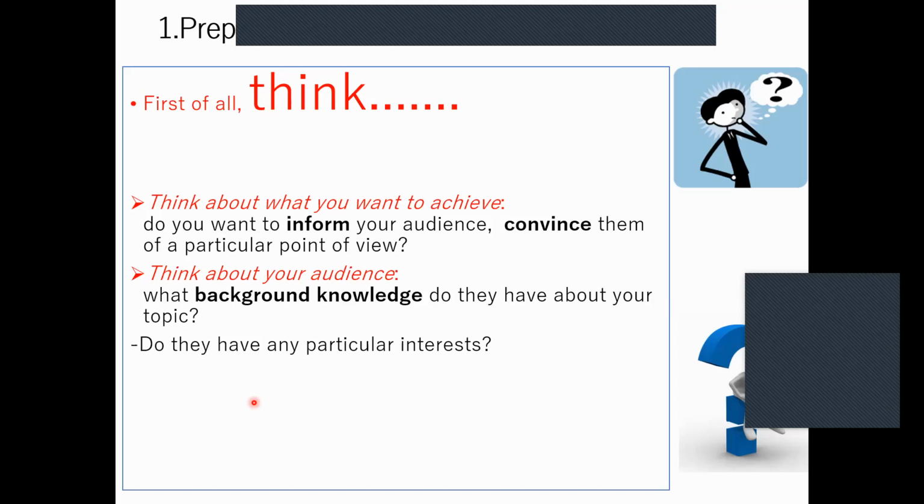As I said before, what background knowledge do they have about your topic? Do they have any particular interest? You have to think about this before preparing your presentation. If you give the same presentation in front of middle school or high school students, then you have to make your slides more understandable, more comfortable, more interesting for them.